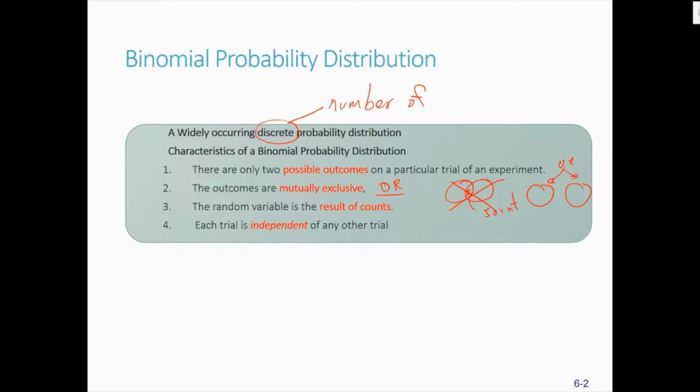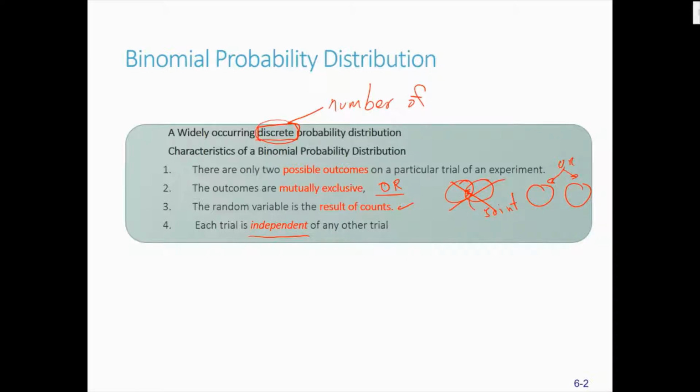The third characteristic is that the random variable is a result of a count, which we saw because this is a discrete number, result of a count. And the last one is that the trials are normally independent. Independent is one does not affect the other. If one student passes a class or fails a class, it has nothing to do with another student passing or failing. They don't affect one another. Or if a student is early or late to a class, it has nothing to do with another student coming to the class early or late. They don't affect one another.